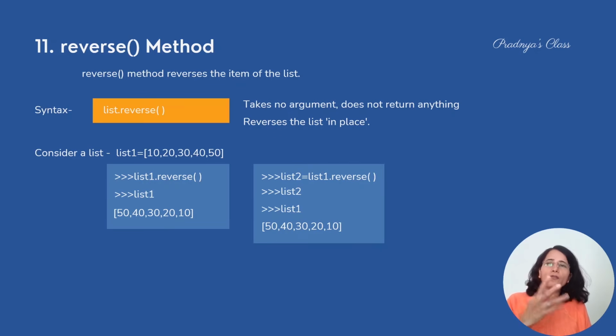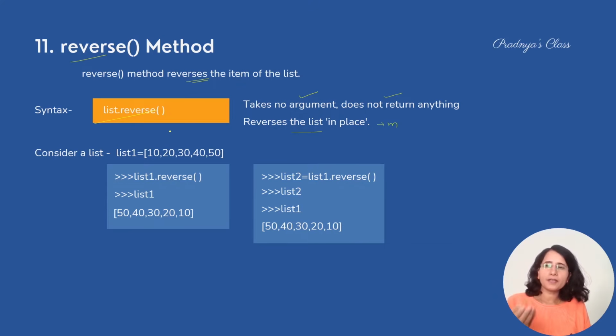We perform a lot of operations on the list. Let's cover one more operation, that we can reverse the list using the reverse method. Reverse method reverses the items of the list. So here is the syntax. It doesn't take any argument and it does not return anything because it doesn't create any new list. It changes the original list because list is mutable.